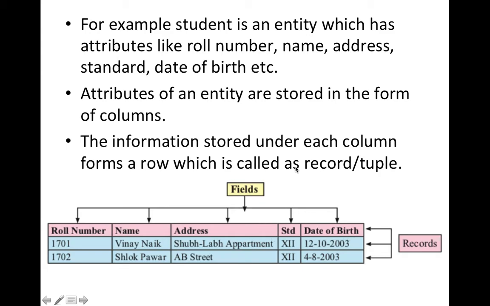The information that is stored under each column forms a row. This is the row: 1701, Vinay Nayak, Shubh Labh, 12 standard. This is a row. Another name for a row is record or tuple. So this is how the data is being stored in the table.